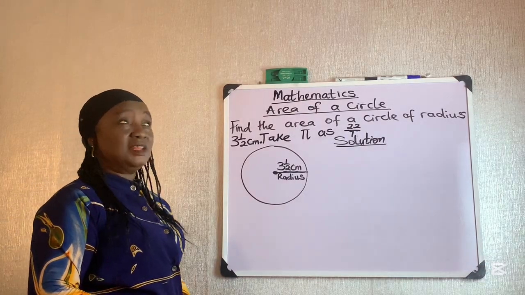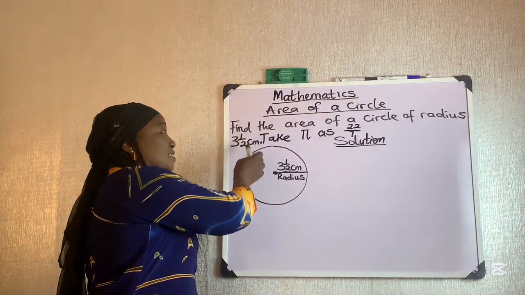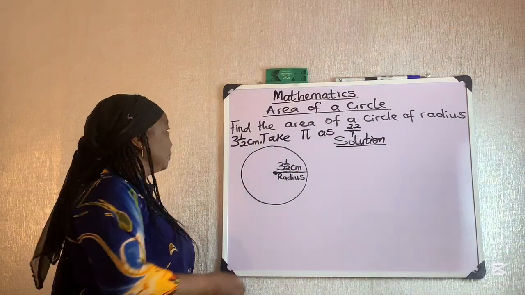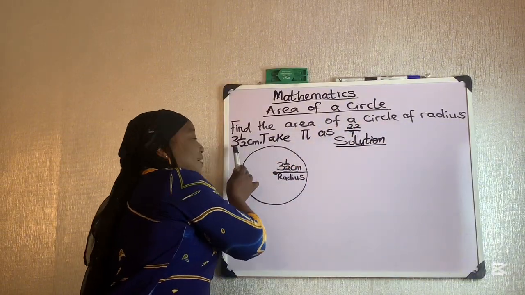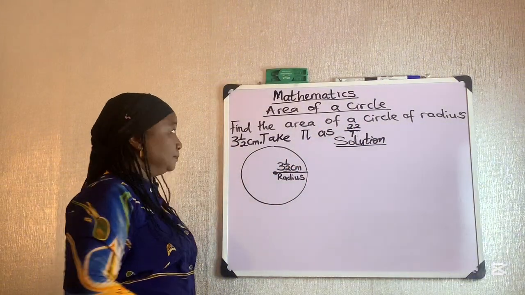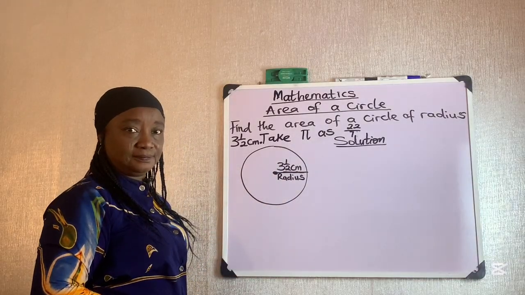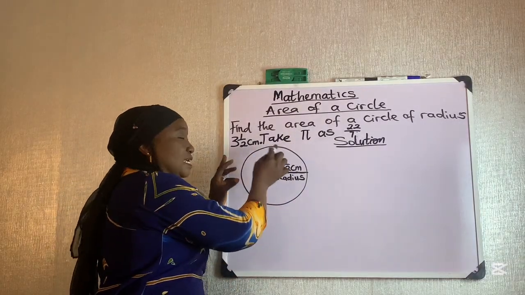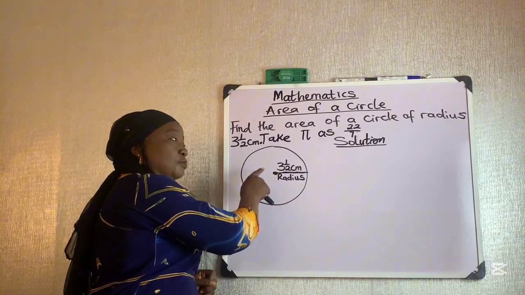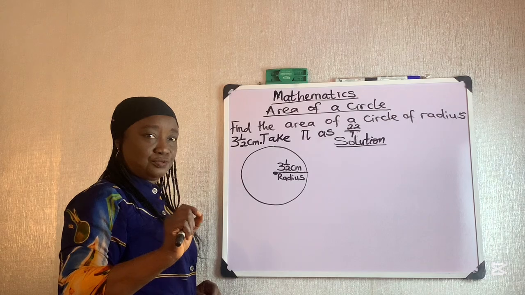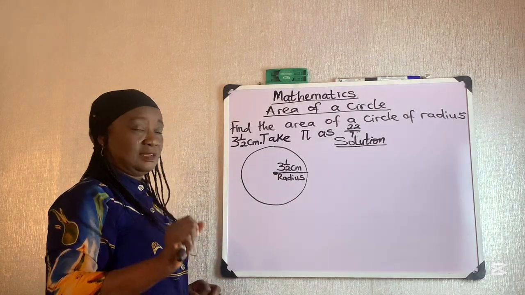So today we'll be learning more about area of a circle. Here is an example of the question to be solved. Find the area of a circle of radius 3.5 centimeter. Take pi as 22/7. This question is represented in a diagram like this. The line drawn from the center is known as radius, and the radius is taken as 3.5 centimeter.